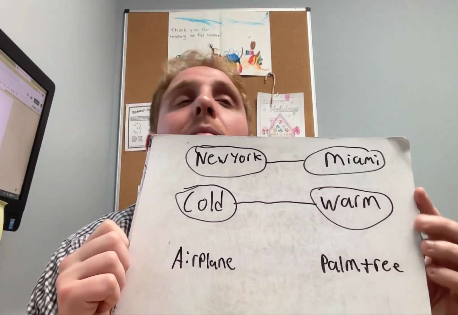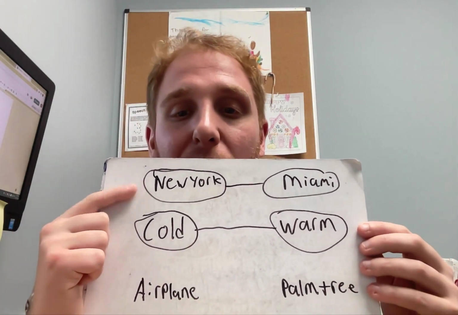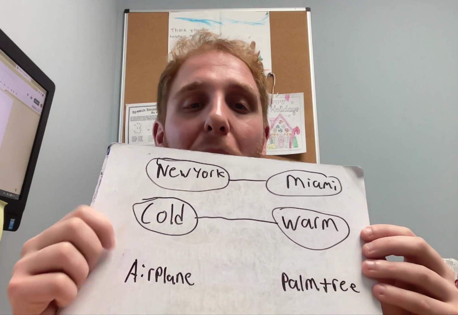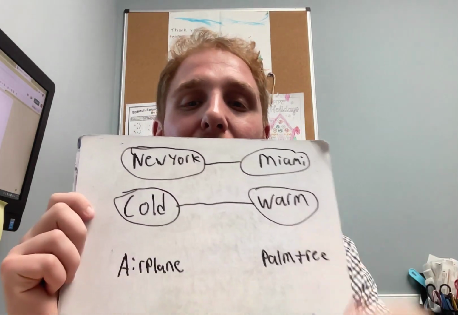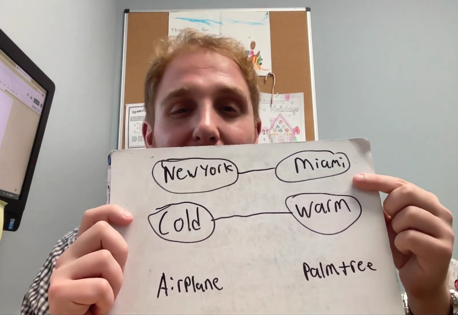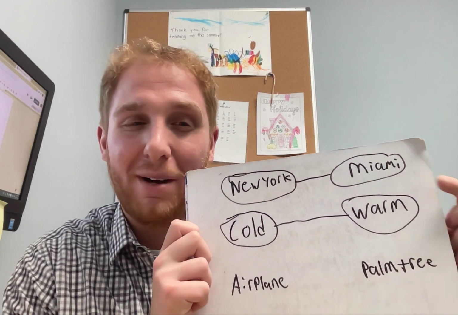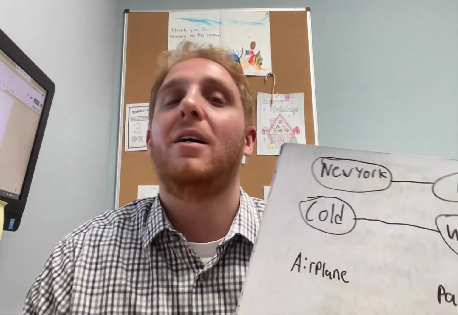Visualization, right? Imagining in your head, you're thinking of a cold, snowy New York City. You want to go on a plane to be sitting on a nice warm beach in Miami. So you're picturing yourself in a cold city, maybe freezing in New York, and then you're picturing yourself maybe in a bathing suit laying out on the beach in Miami under a palm tree. Visualizing the picture in your head, right?